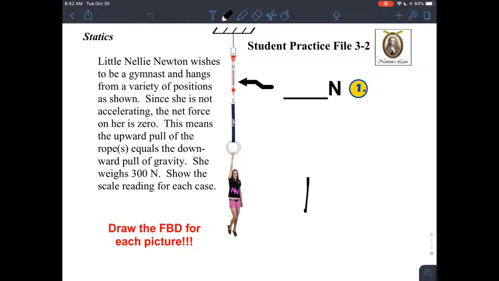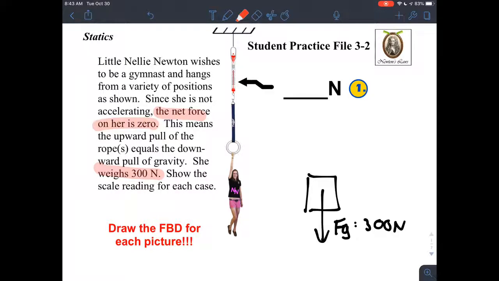And again, as with all free body diagrams, start with a box. There's Nellie. And we know that according to the problem here, she has a weight of 300 newtons, meaning her force of gravity is 300 newtons. Okay, now, we also know from reading this that her net force must be 0 on her.